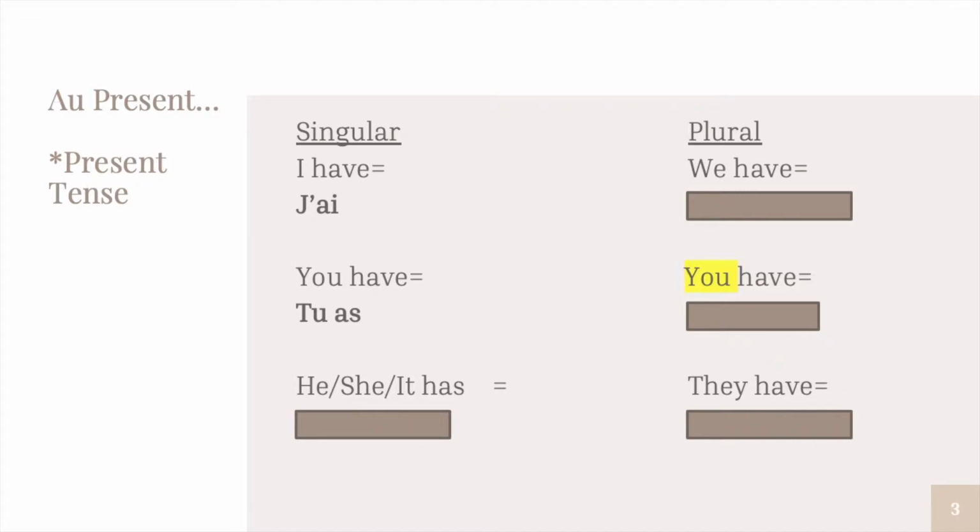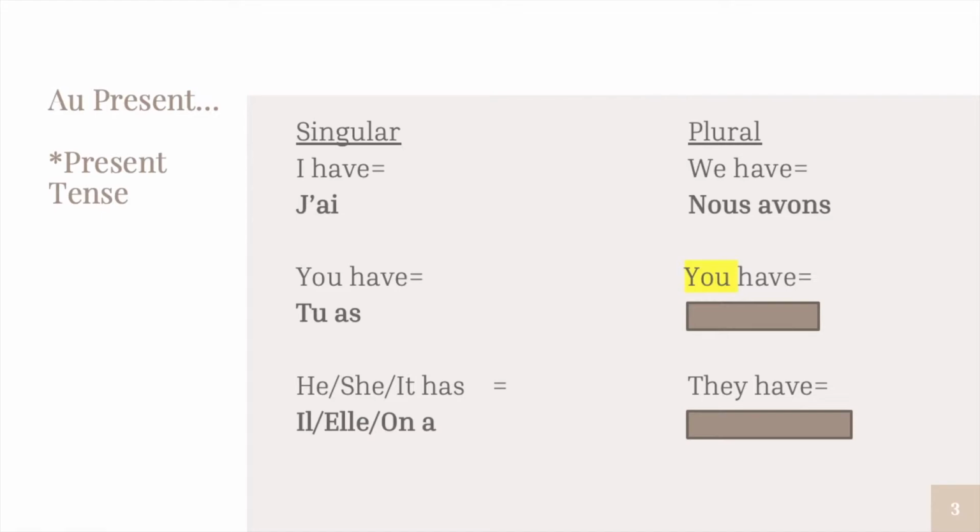une pomme. And next, for he has, she has, or it has, you would say il a, elle a, or on a. So, il a une pomme, elle a une pomme, on a une pomme. Next, for we have, you would say nous avons. So, if we wanted to say we have apples, you would say nous avons des pommes. Or, to keep it in singular, we have an apple, nous avons une pomme.